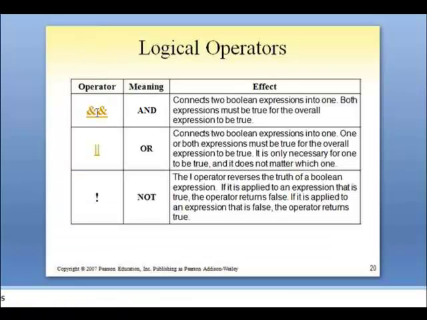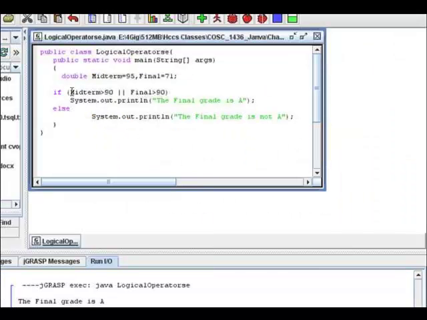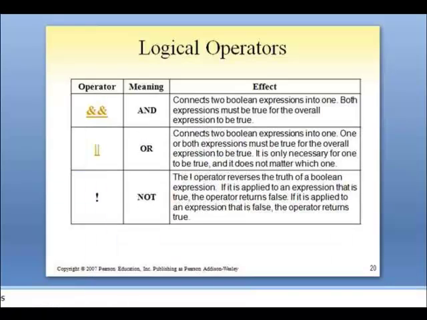When we're using the AND operator, which is two ampersands, both sides of the operation should be true. So this one must be true, the midterm greater than 90, and the final greater than 90, this one should be true, so the result will be true.